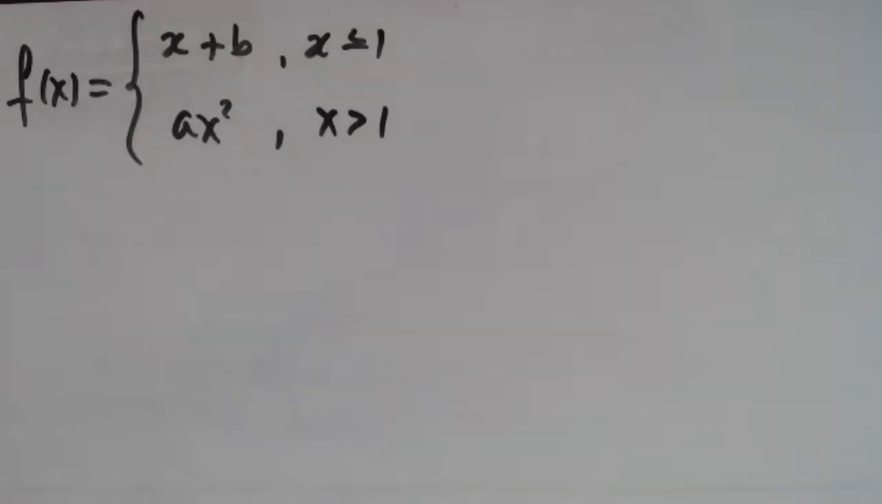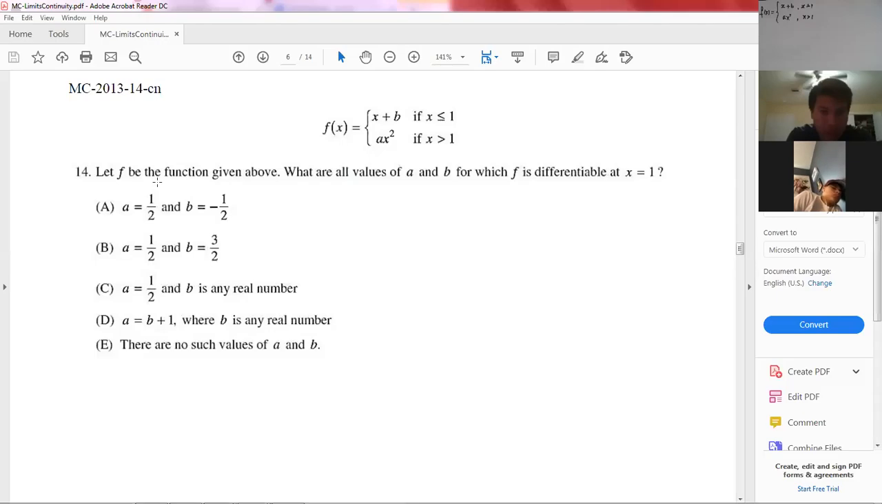Okay, ready. This is the function we have, and what we have to find, let me just share the screen again, is: let f be the function given above. So f of x equals x plus b if x is less than 1, and ax squared if x is greater than 1. Find all values of a and b for which f is differentiable at x equals 1. So this is the situation. You have to determine which values make this function differentiable.